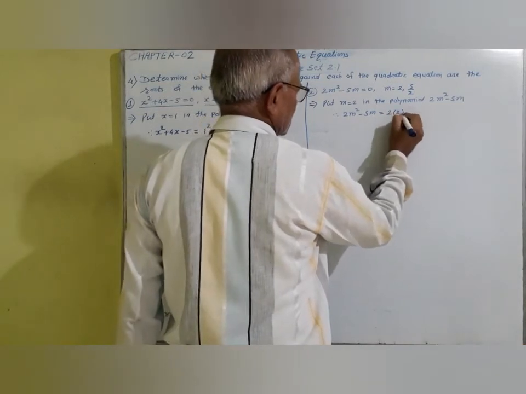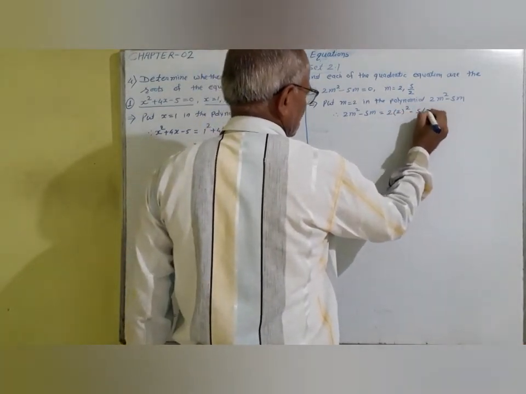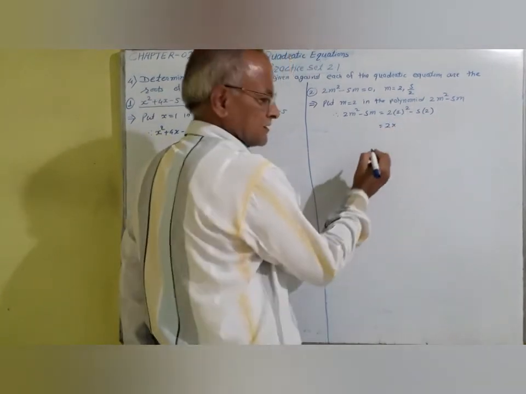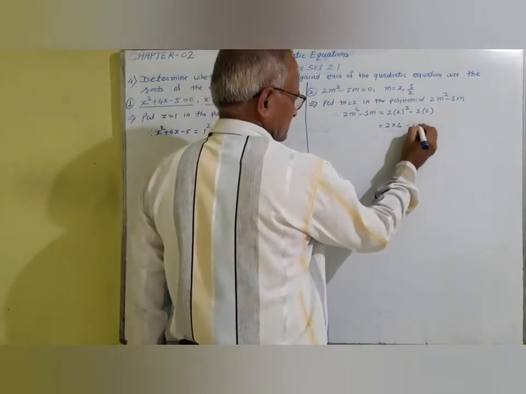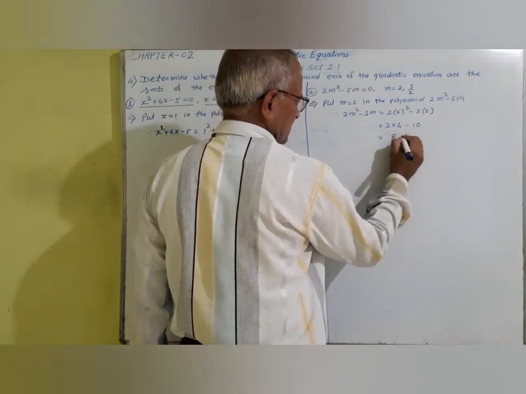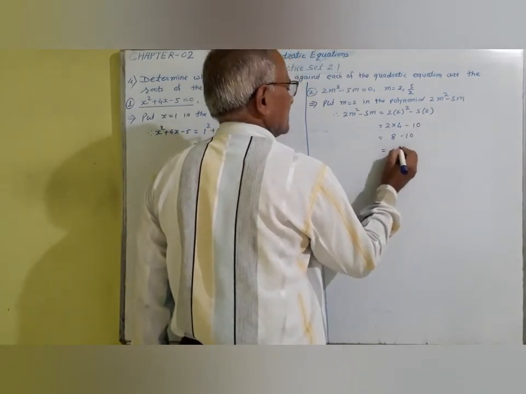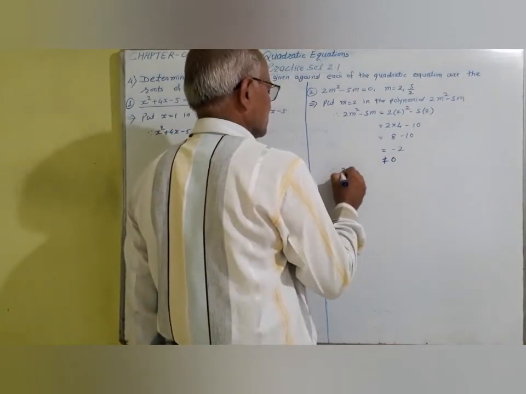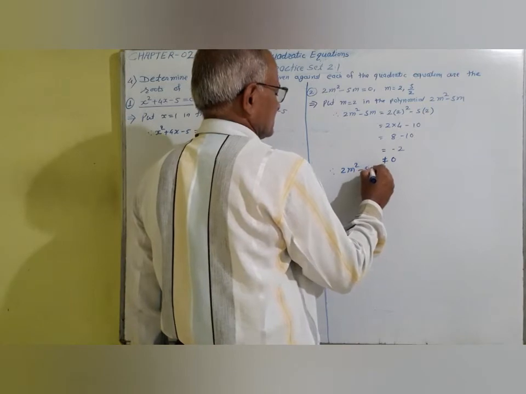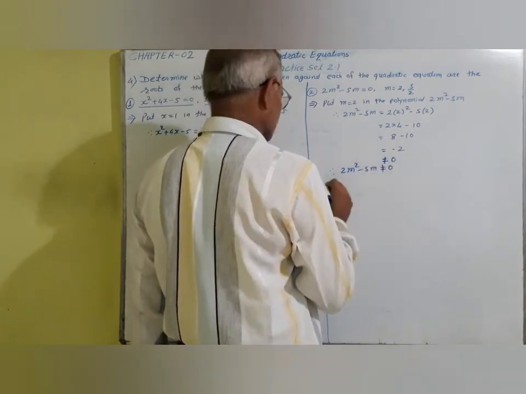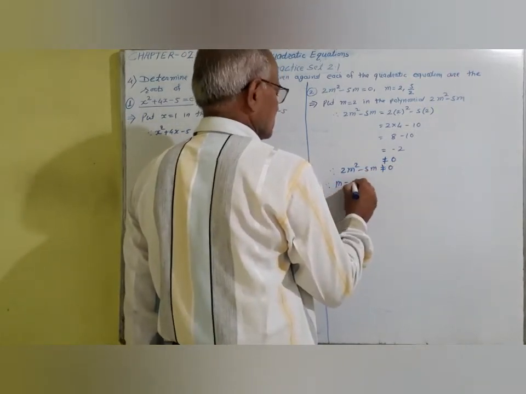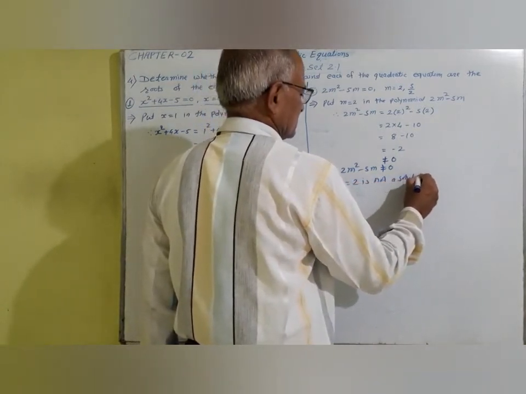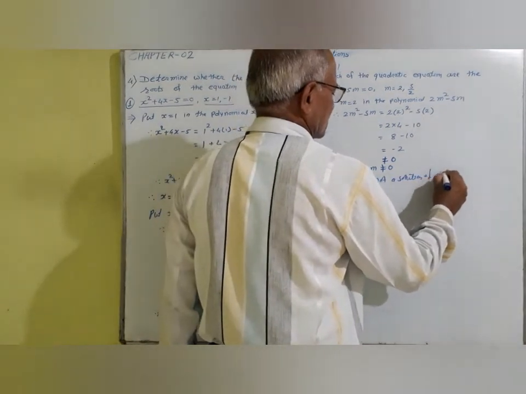Therefore, 2m square minus 5m is equal to 2 multiplied by 2 square, which is 4, minus 5 multiplied by 2. That is equal to 8 minus 10, which is minus 2. It is not equal to 0. And therefore we say that 2m square minus 5m is not equal to 0. And therefore m is equal to 2 is not a solution of the given quadratic equation.